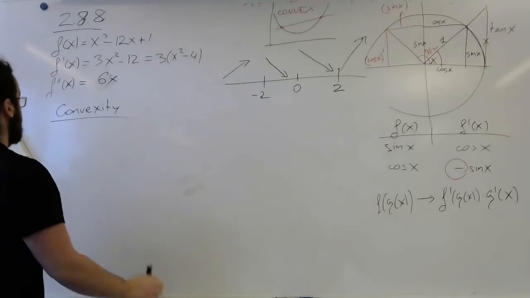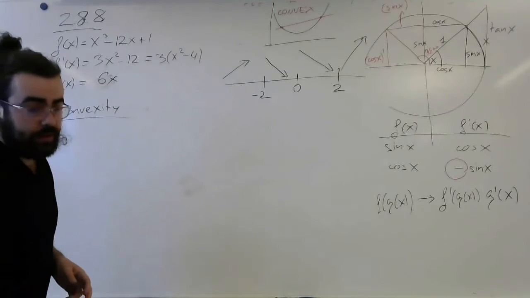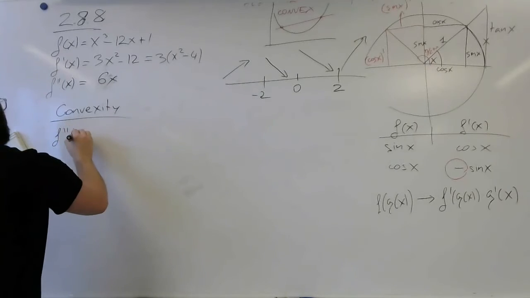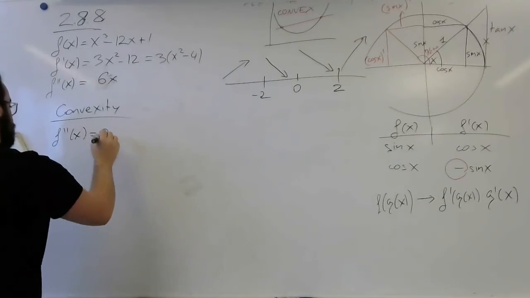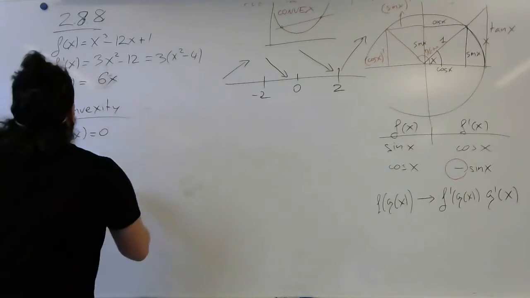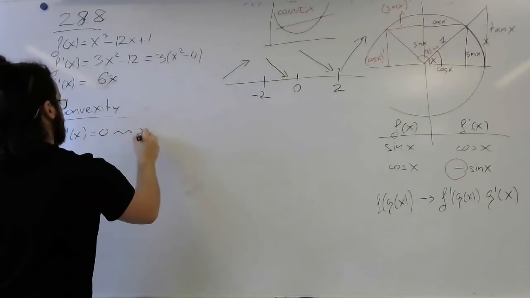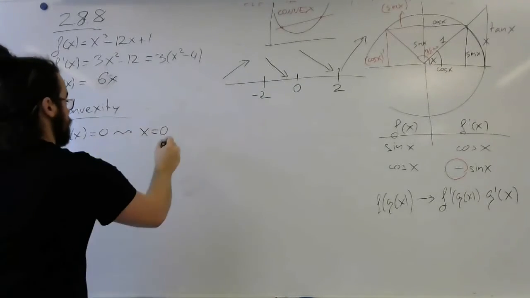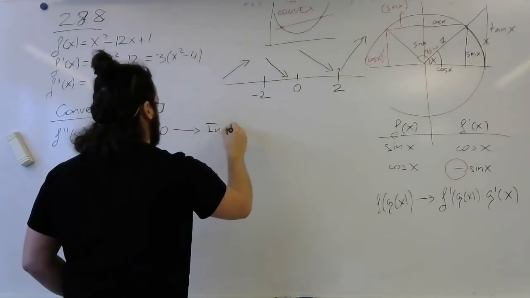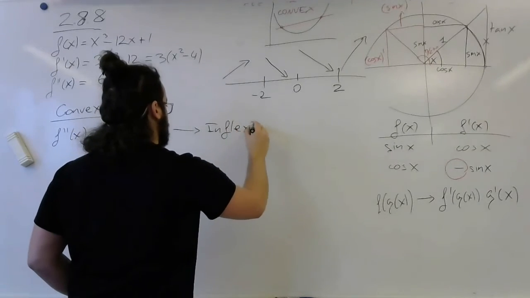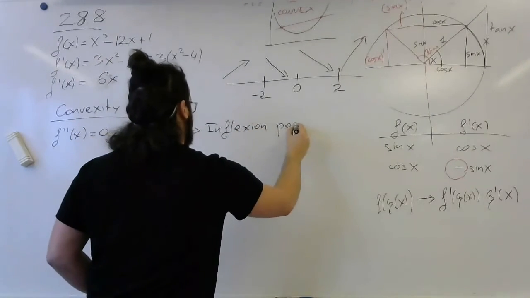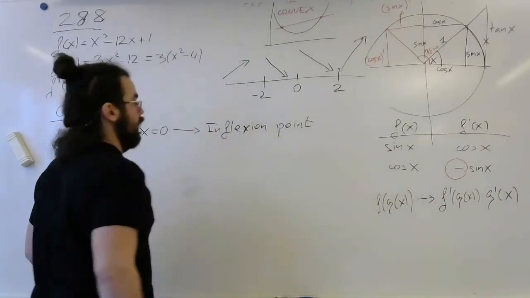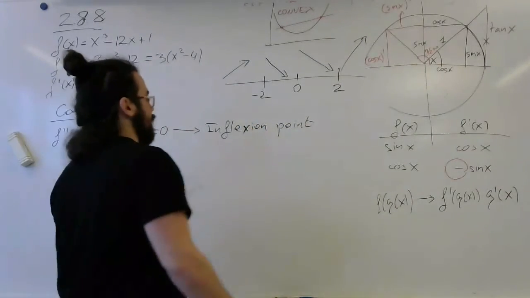Now, convexity. So in order to see that, we have to analyze the second derivative. And the first thing we do is see what happens when the second derivative equals 0. This means x equals 0. So I have an inflection point at x equals 0.